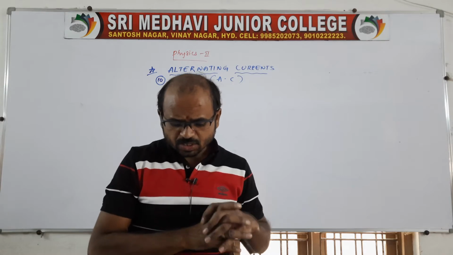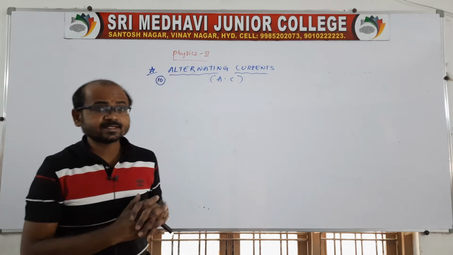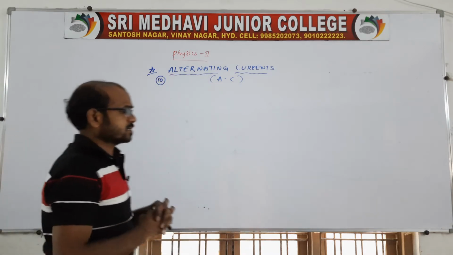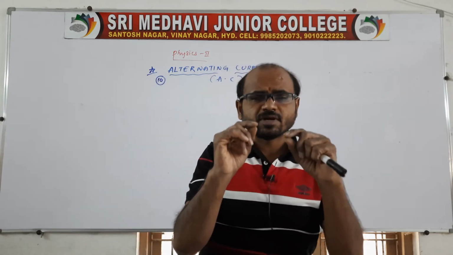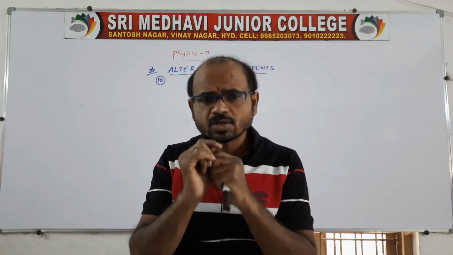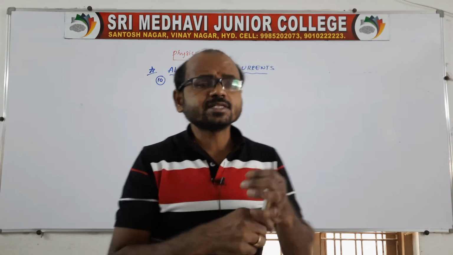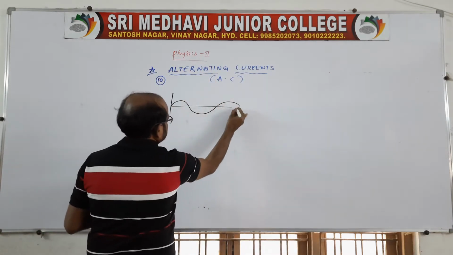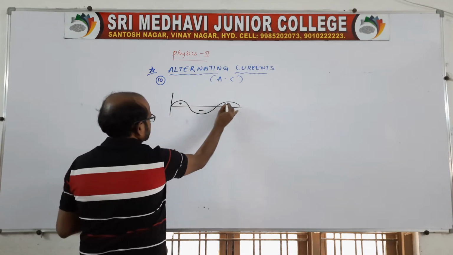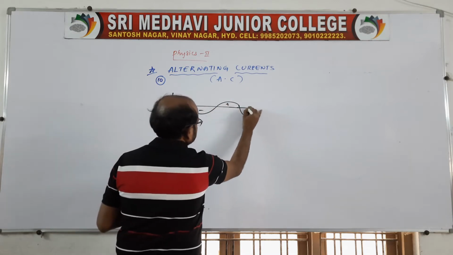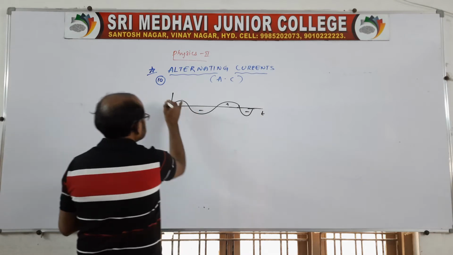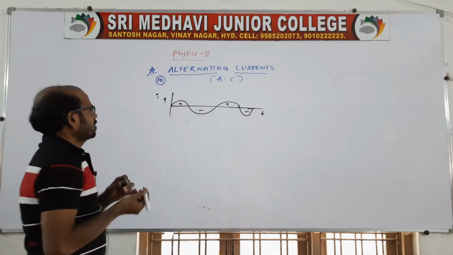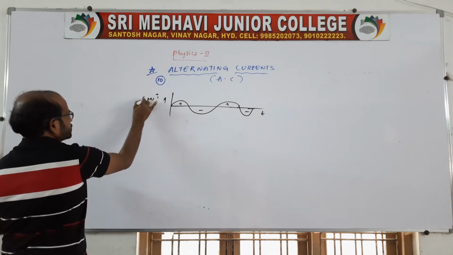The current changes sinusoidally, meaning in a very small time the direction of the current changes. The representation of alternating current is like this: positive, negative, positive, again negative. Time is taken on the x-axis, and current I, or you can say EMF, is taken on the y-axis.